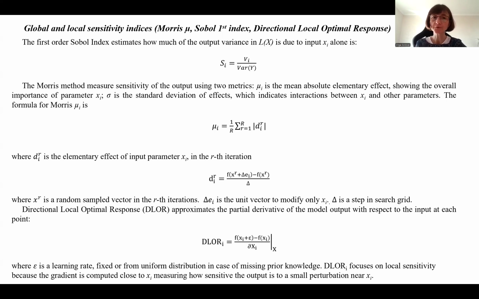Then the Morris method measures the sensitivity of the output using two metrics. In our research, we only use the first metric, which is the mean absolute elementary effect, showing the overall importance of a parameter, and then the so-called DGSM index that approximates the partial derivative of the model output with respect to the input at each point.